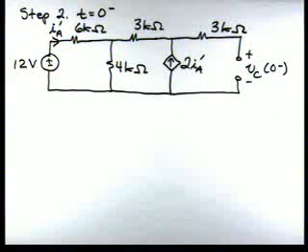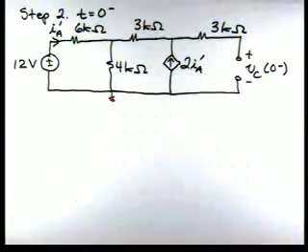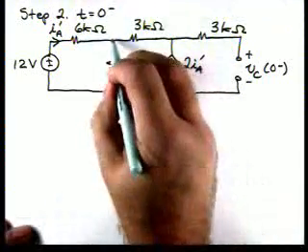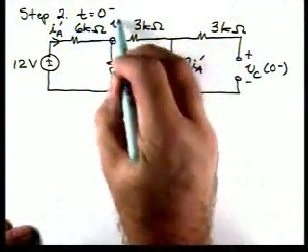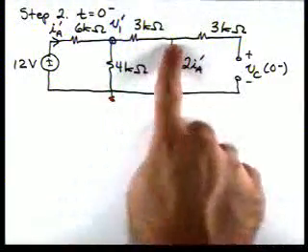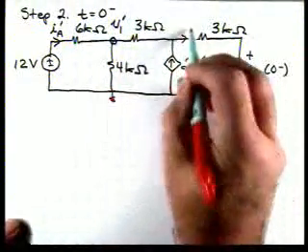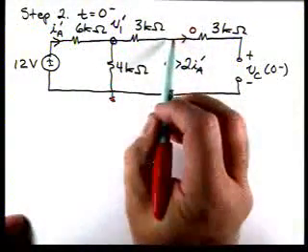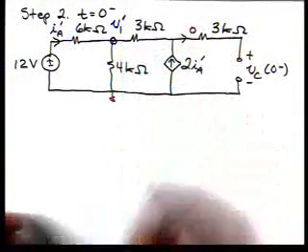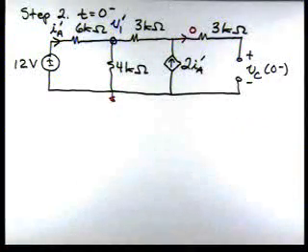We could do mesh or nodal, either one. Let's pick nodal, and I'm going to pick that as a reference, and I'm only going to have one node voltage. I'm going to call this one V1 prime. You might say you have another node here, yeah, but since that's 0, then we know by KCL that this current's going to flow in there, so there's really only one node voltage here. Okay, so let's apply nodal analysis.